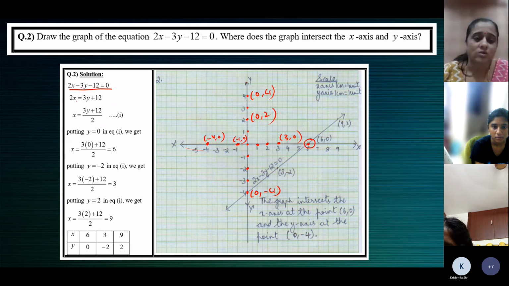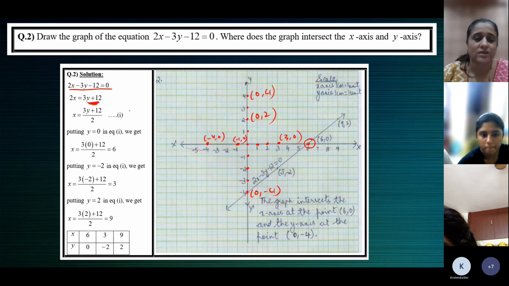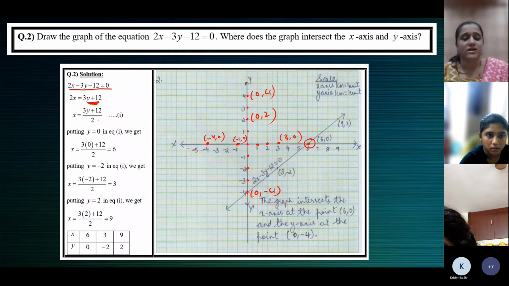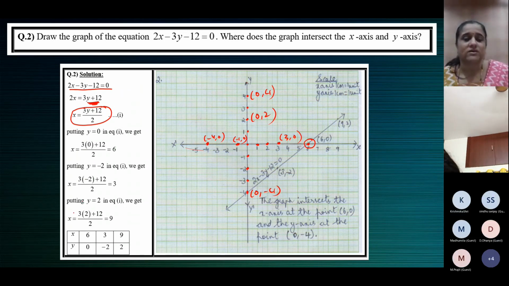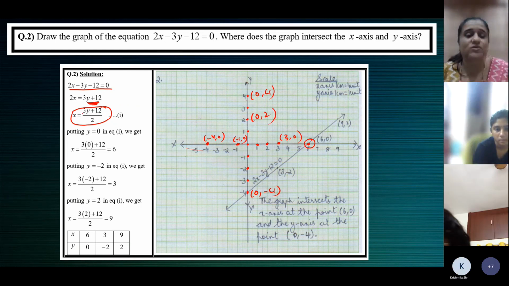So now write x in terms of y or y in terms of x. What do I mean by that? See here, I'm writing x in terms of y. That is 2x is equal to 3y plus 12. Can you see this? Do we understand that? So what is x? x is 3y plus 12 by 2. This is writing x in terms of y.